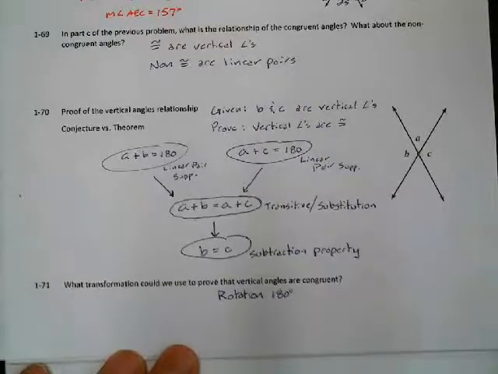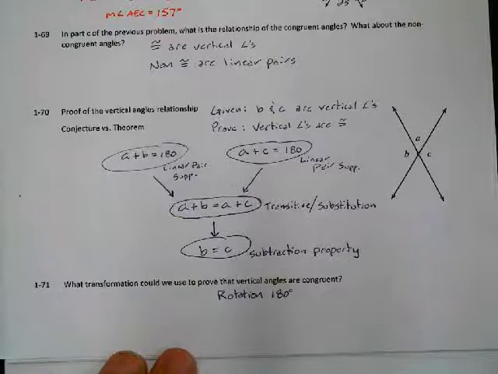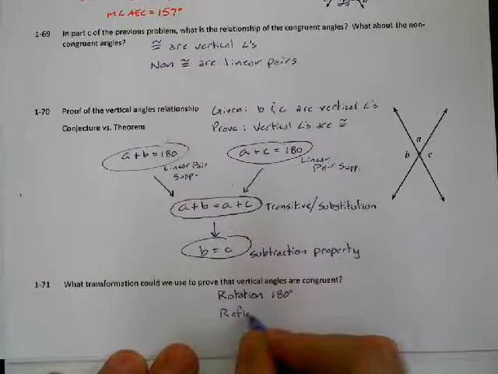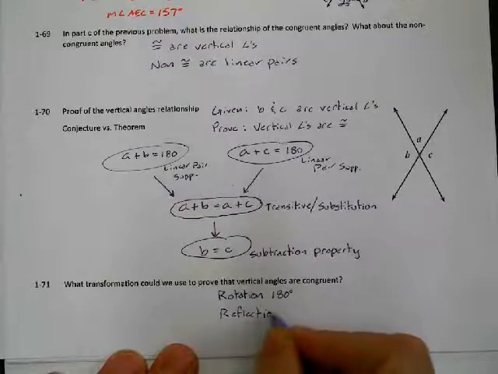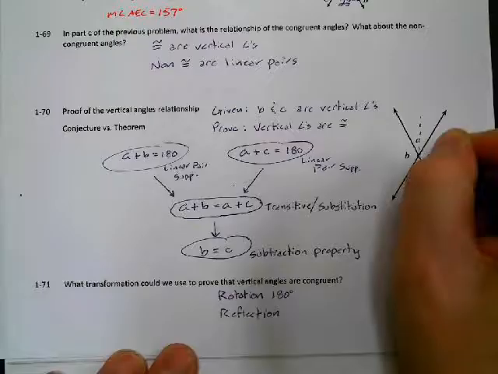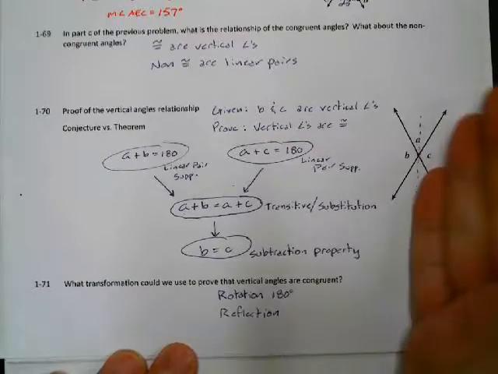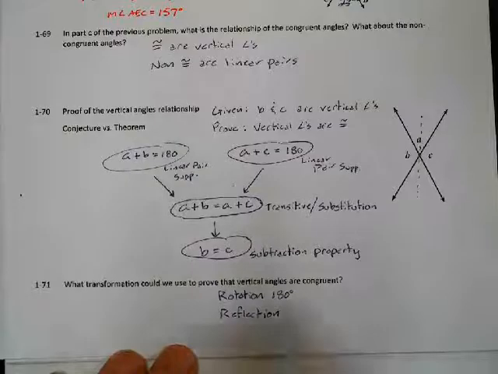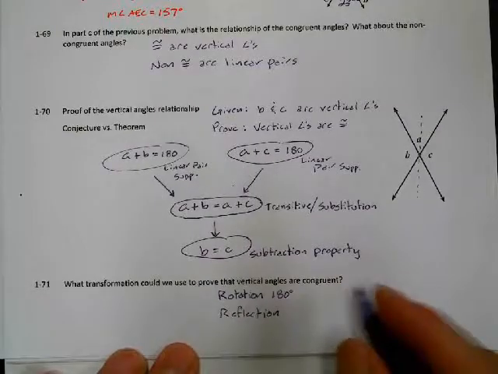We might even reflect. So if we do a reflection over a line that goes directly through the middle of A, and we reflect those, we'd see that B was on top of C and C is on top of B. So we would reflect over a line that cuts A in half.